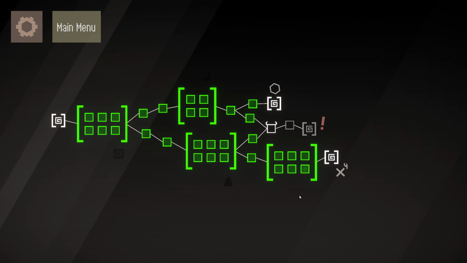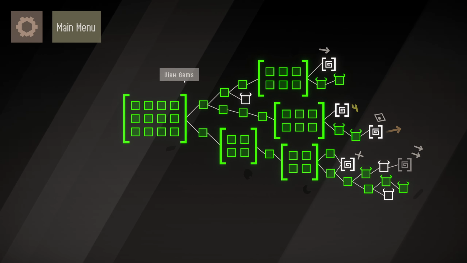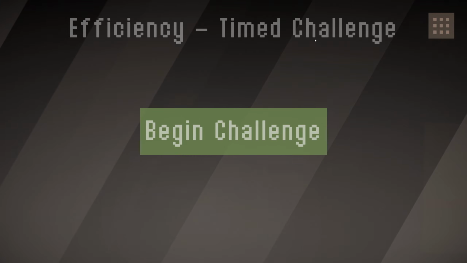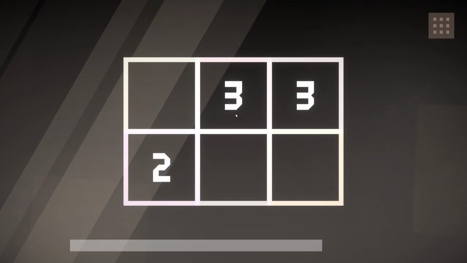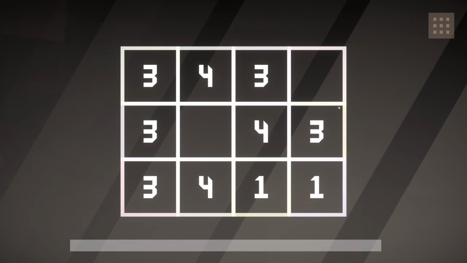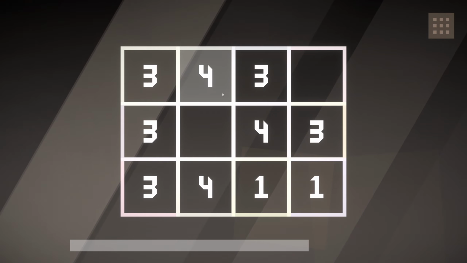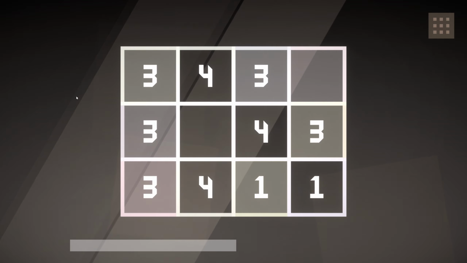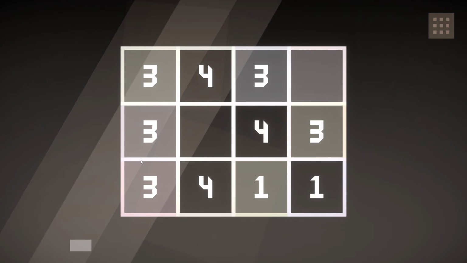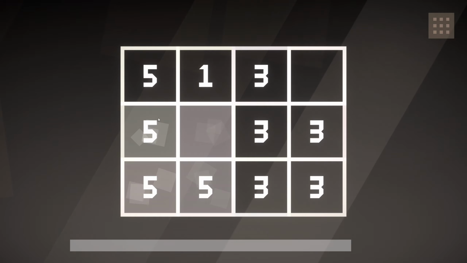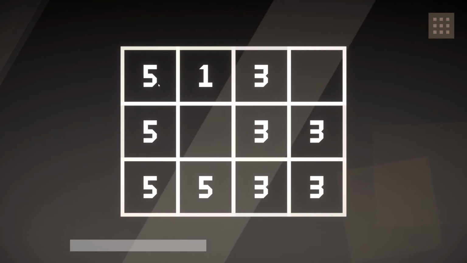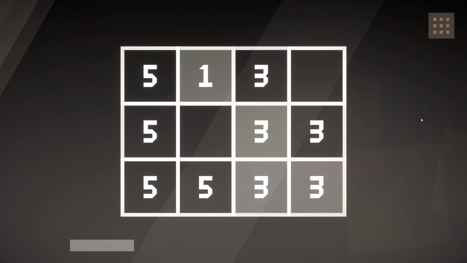So, I get a gem. If we come back here to home, view gems, play the challenge. Efficiency, timed challenge, begin challenge. This is valid. Why do you hate me? Oh, okay. Oh, good lord. That's valid. Thanks for the breather in between solutions. Oh god. Got there in the nick of time.